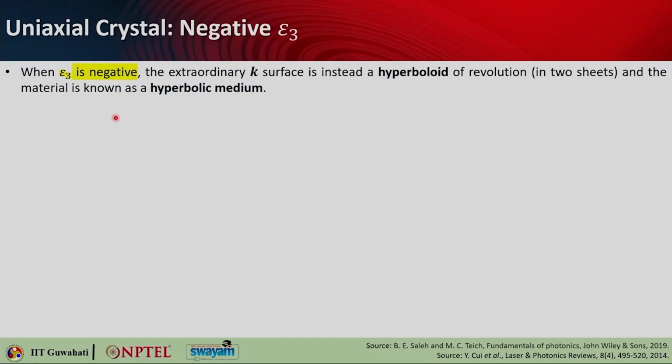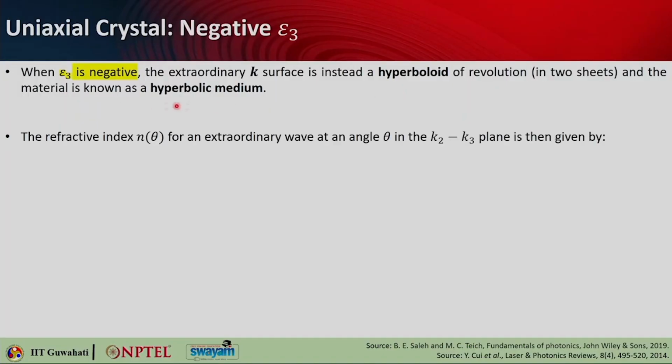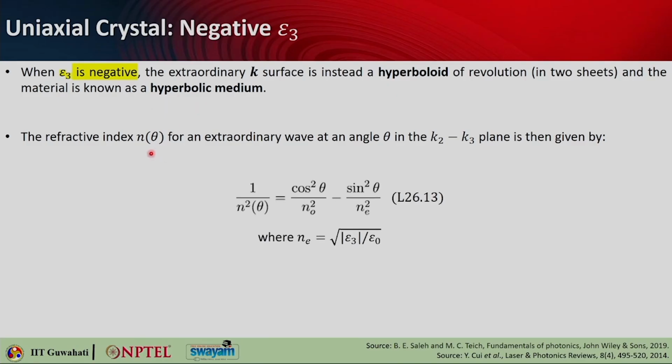Now consider the case when epsilon 3 is negative. In that case, the extraordinary k surface, which was previously an ellipsoid, will take the form of a hyperbola, or you can say a hyperboloid of revolution. Such a medium is known as a hyperbolic medium. In this case, the refractive index n theta for the extraordinary wave at an angle theta in the k2 k3 plane will be given as this 1 over. You can do the same process that we have seen before, and you will get this particular expression.